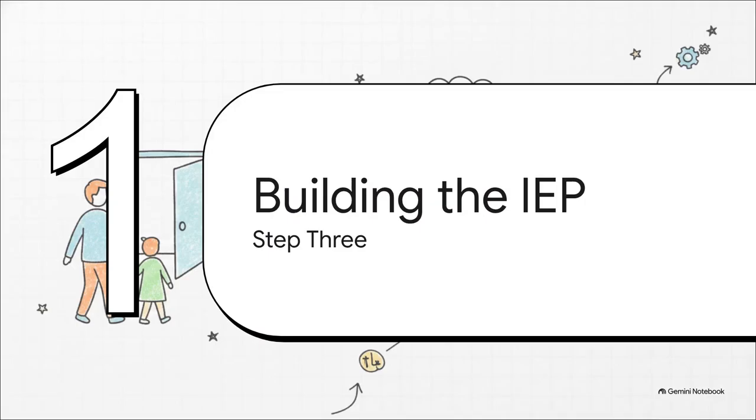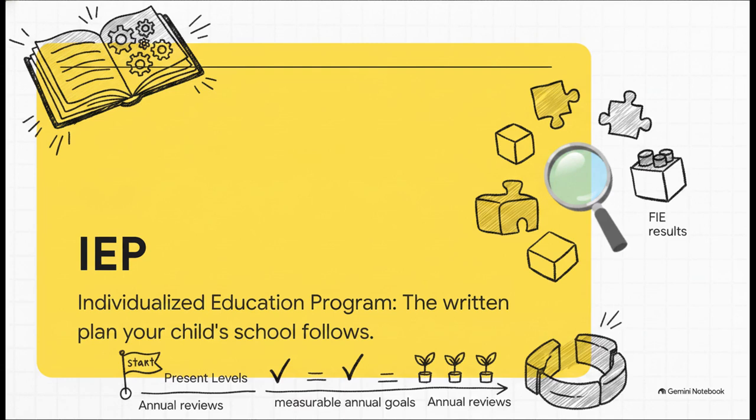And now, the final stretch. Section 5, Building the IEP Plan. Here is the big one, the IEP, or Individualized Education Program. This is it, the written, legally binding document spelling out exactly how the school promises to support your child. It is absolutely not a one-size-fits-all template.